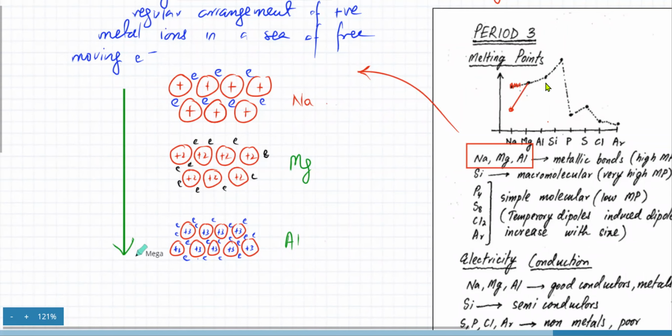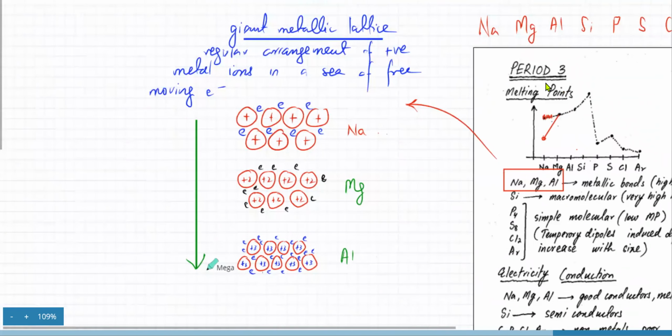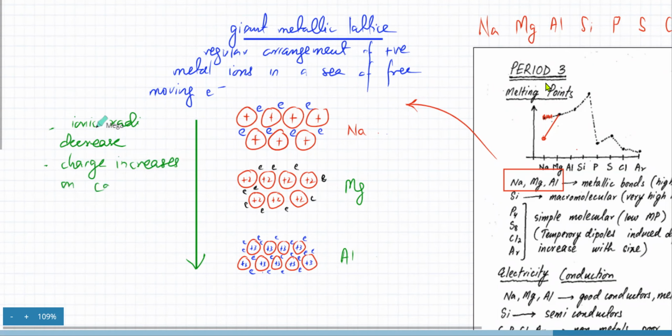So what happens when you move from Na, Mg, and Al? Why is the metallic bonding increasing? Why is the strength increasing? The reason it's increasing is that the ionic radius decreases. That's one. Charge increases on the metal ion. Why is the ionic radius decreasing? The reason is that they have more protons.